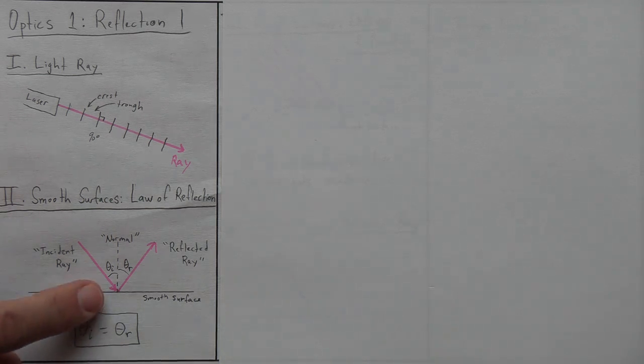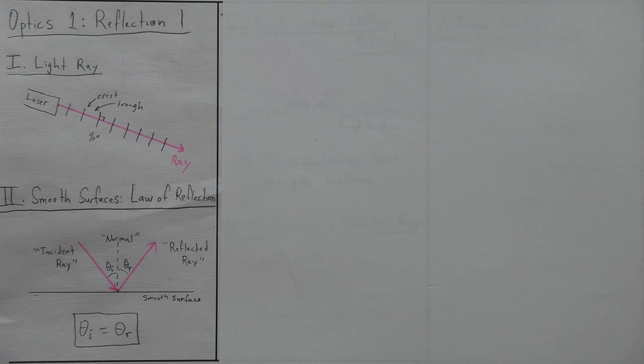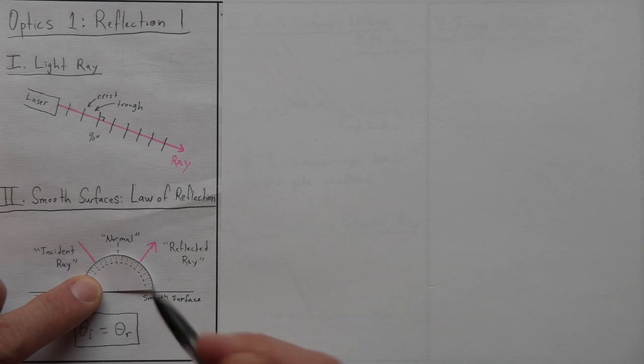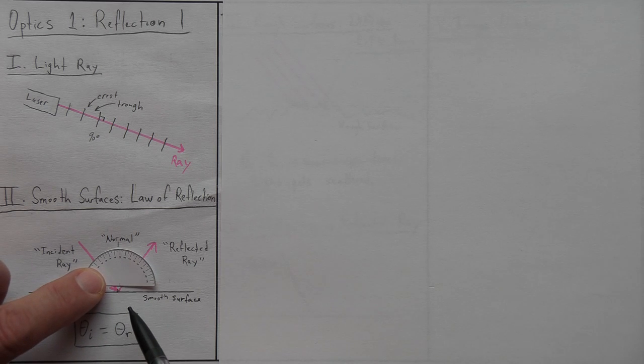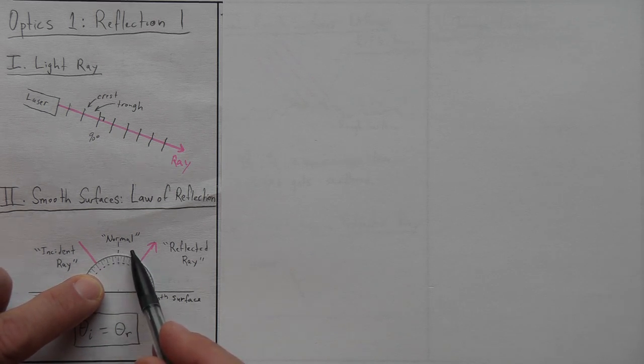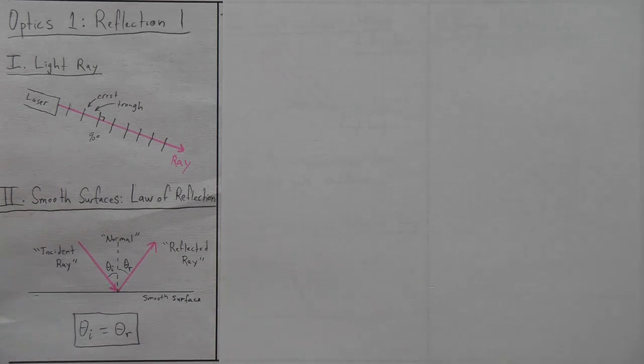If we draw this imaginary line called a normal, which is perpendicular to the smooth surface, we can measure with a protractor the angle of incidence, the angle from the normal over. We call that theta incident. Then we measure the angle from the normal over to the reflected ray right here. If we do that for a smooth surface, we would find that those two angles are equal. That is the law of reflection. The simplest formula you can have, one thing equals the other.